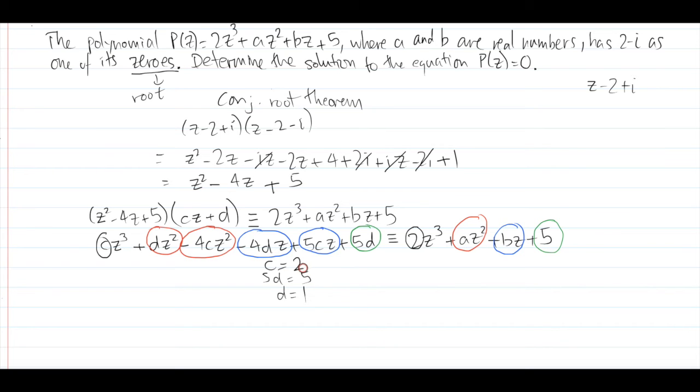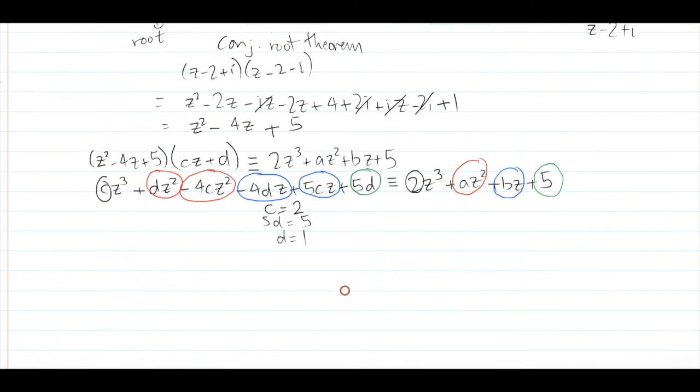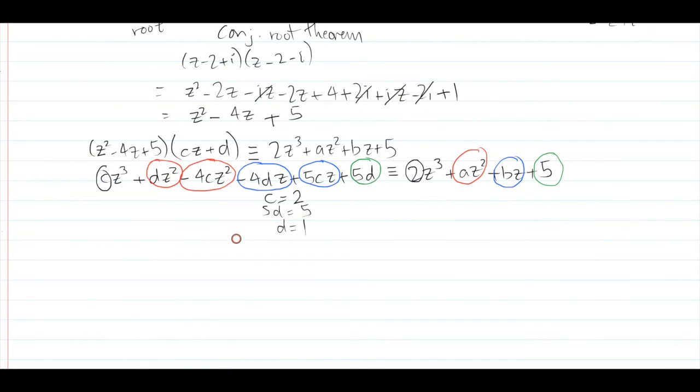Right, so we know what c is, 2. We know what d is, which is 1. We can now solve for a and b. Let's look at our red part, the part where we circled in red. We know that dz squared minus 4cz squared equals a. You can take out the z squared, so you end up with d minus 4c equals a. To find a, you know what c is, you know what d is, so just sub that in. 1 minus 4 times 2 equals a. That means a is negative 7. 1 minus 8 is negative 7. That's pretty good, we found our a.